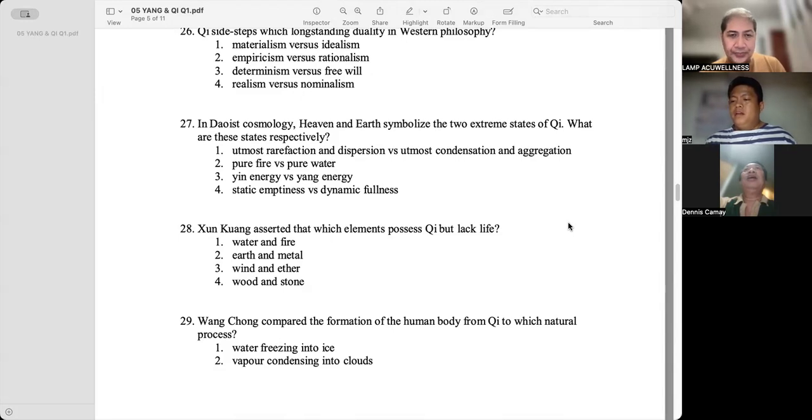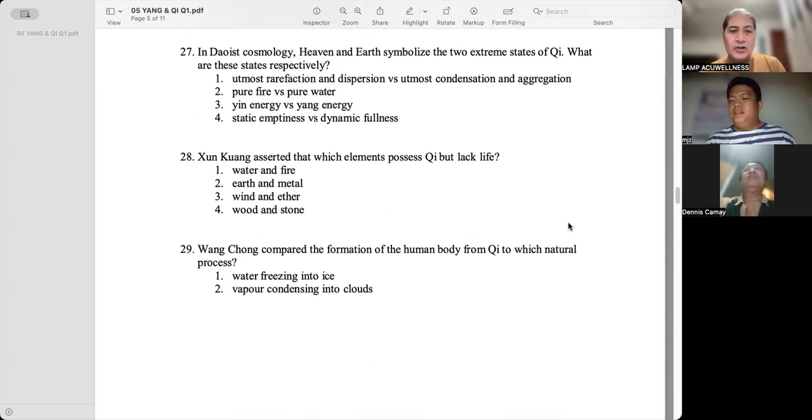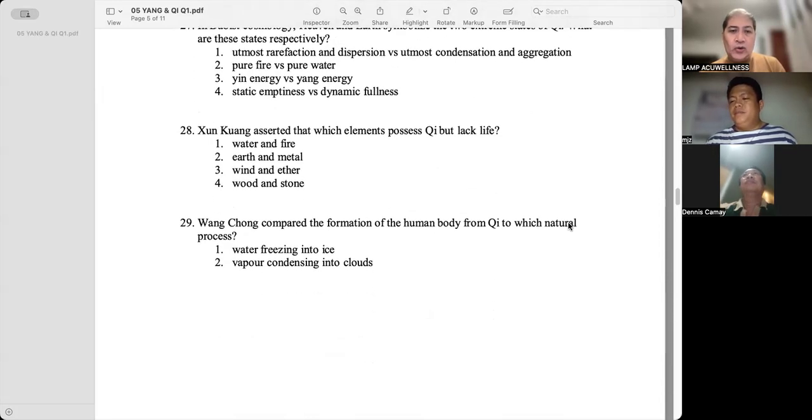Utmost rarefaction and dispersion versus utmost condensation and aggregation. Xun Kuang asserted that which elements possess chi but lack life? Water and fire.